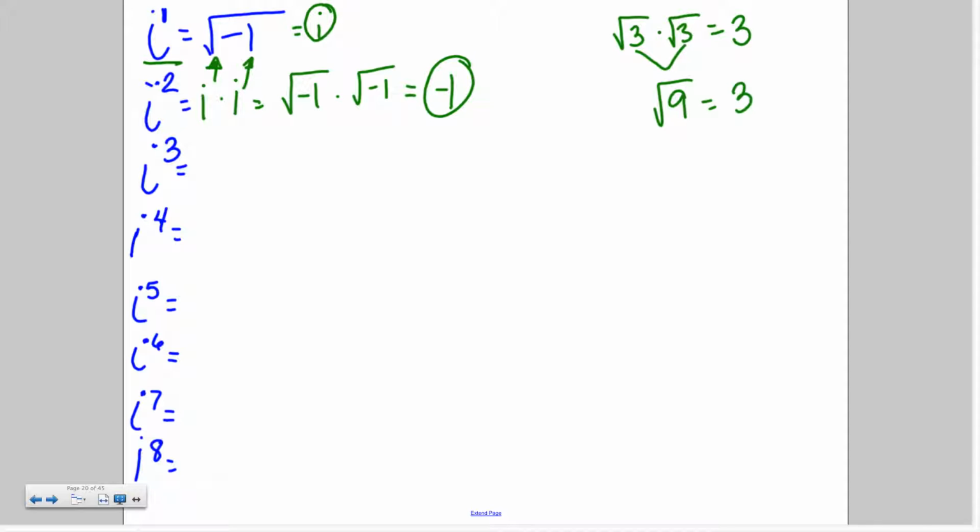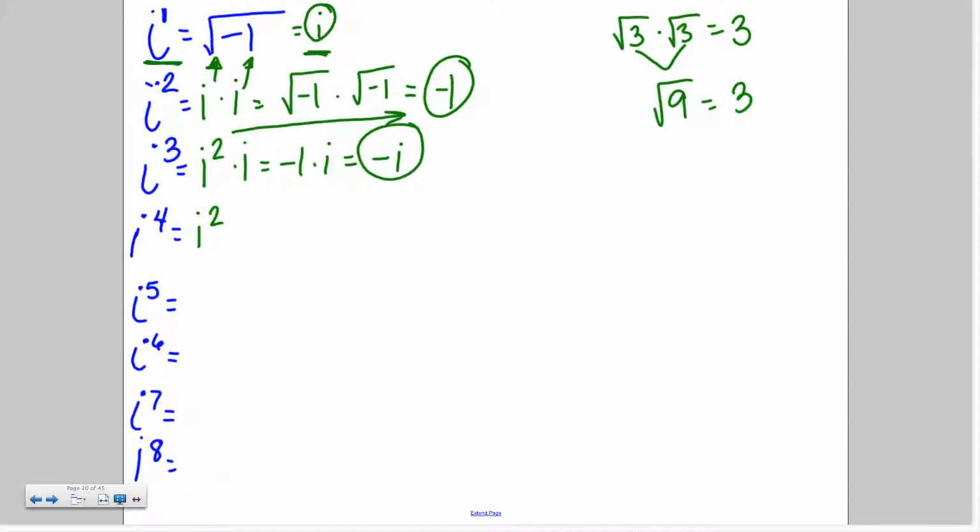So i to the first is i, i squared is -1. i cubed is i squared times i. We know what i squared is. i squared is -1, and we know that i to the first is i. So -1 times i gives us -i when we multiply those two out. All right, i to the fourth.